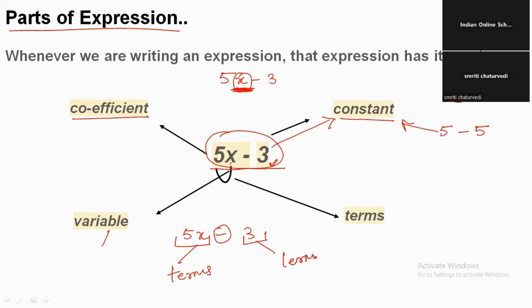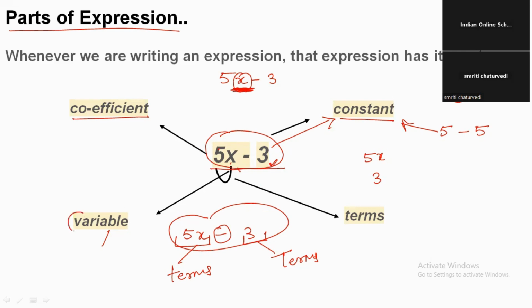This is term 1 and this is term 2. So what I can say, in this whole expression, I have two terms. One term is 5x and the other term is 3. These are the two terms in this whole expression or in this whole equation.